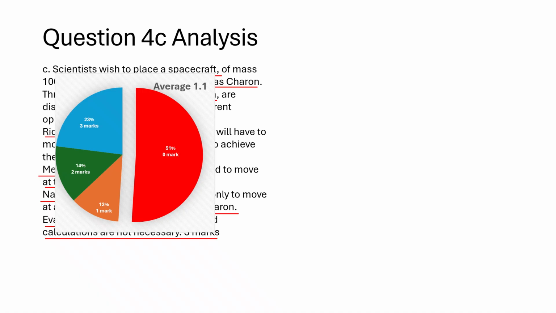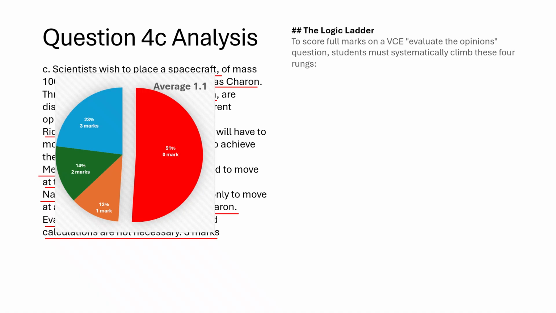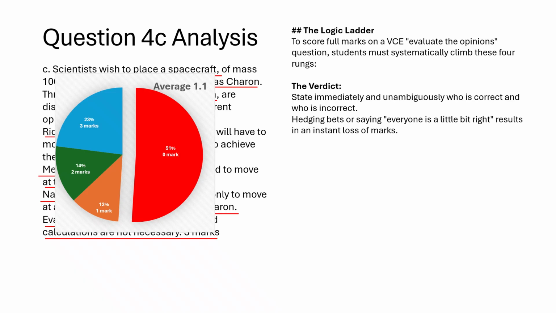The logic ladder. To score full marks on a VCE evaluate-the-opinions question, students must systematically climb these 4 rungs. The verdict. State immediately and unambiguously who is correct and who is incorrect. Hedging bets or saying everyone is a little bit right results in an instant loss of marks.